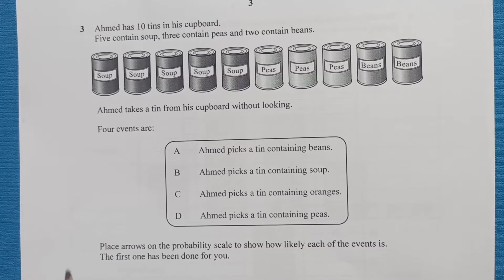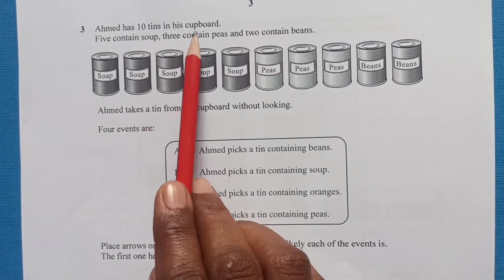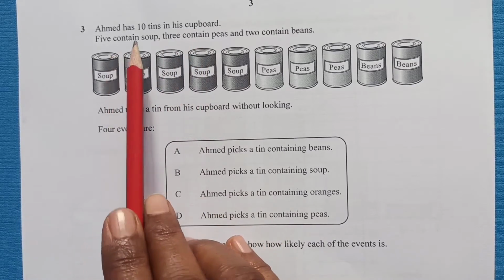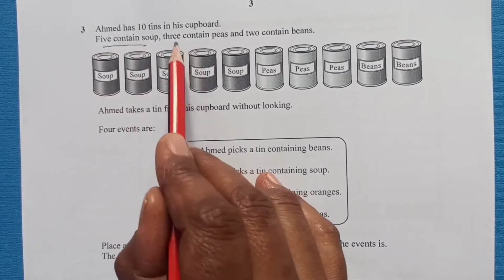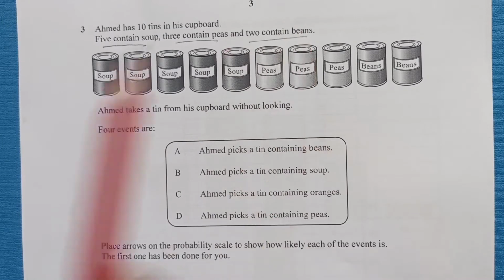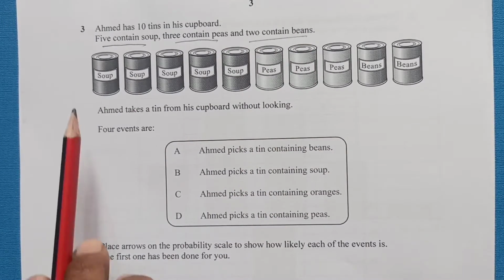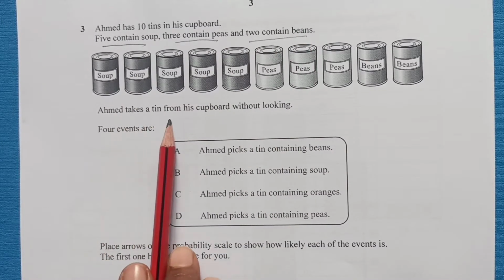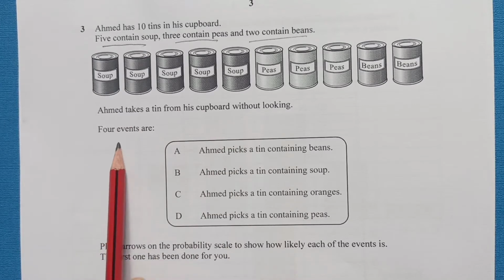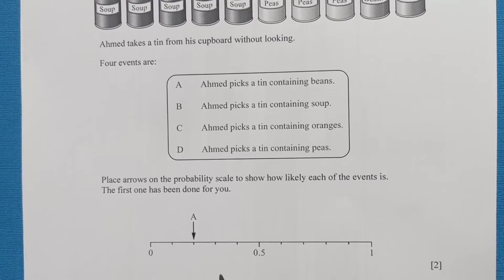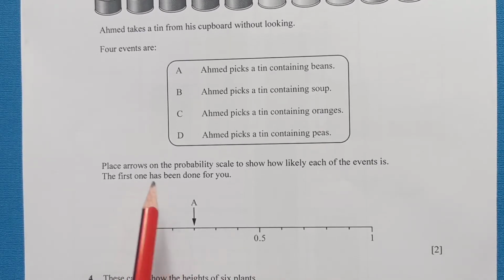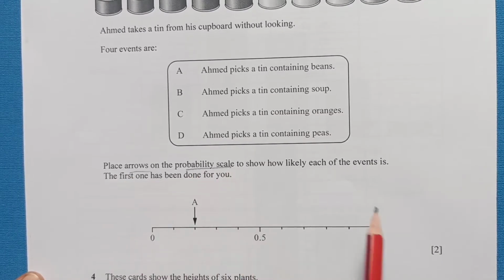Question number 3. Ahmad has 10 tins in his cupboard. 5 contain soup, 3 contain peas and 2 contain beans. So you can see the tins here. Ahmad takes a tin from the cupboard without looking. There are 4 events, recorded here. The question is to place the arrow on the probability scale. We are given this probability scale here to show how likely each event is. The first one is done for you.